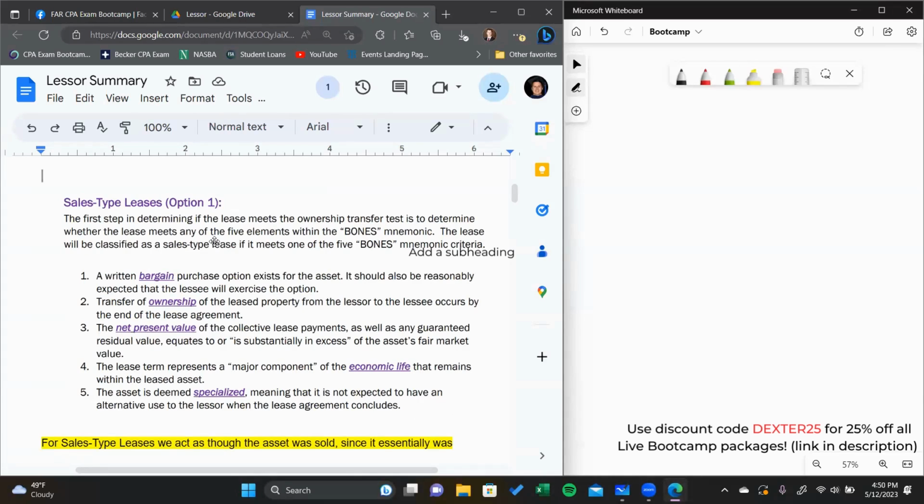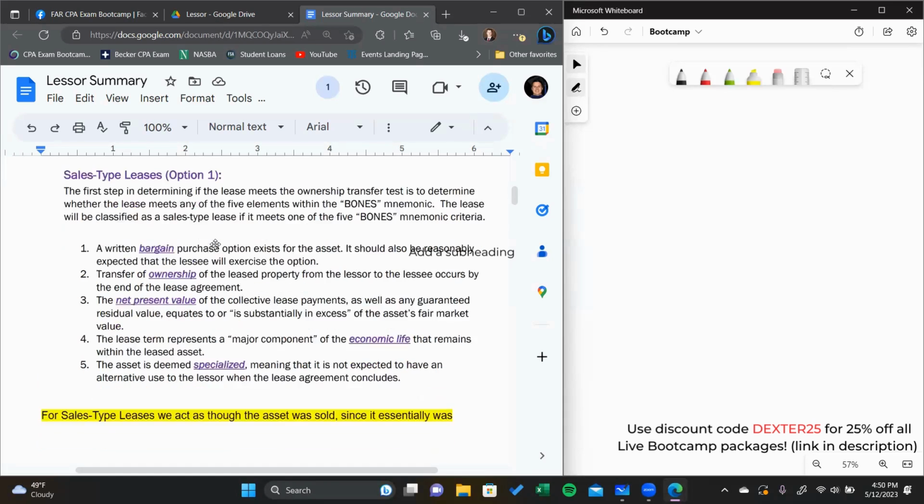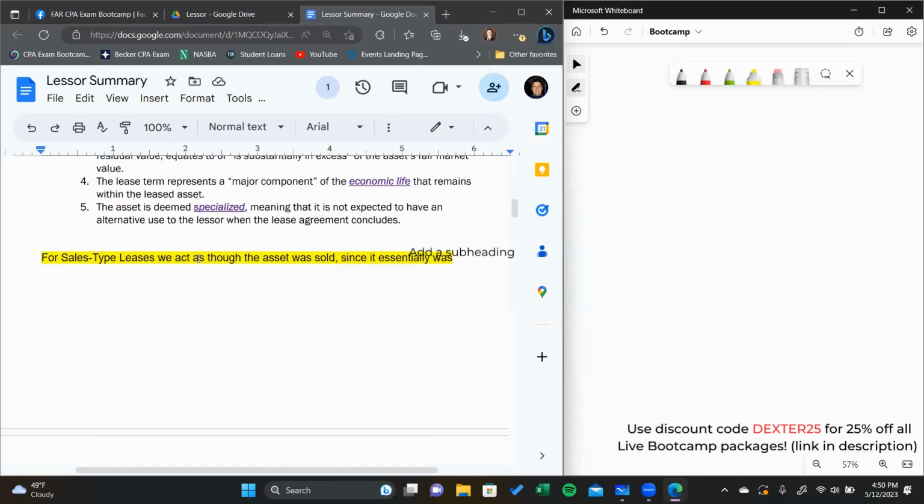So the lessee, remember, if one of the criteria is met, they classify it as a finance lease. If one of the 5 is met for the lessor, they record it as a sales type lease. And for sales type lease, we treat the asset as if it were sold, since essentially that's what we've done. From the lessee perspective, it feels like we're actually buying the asset. So from the lessor perspective, it feels like we're actually selling the asset.